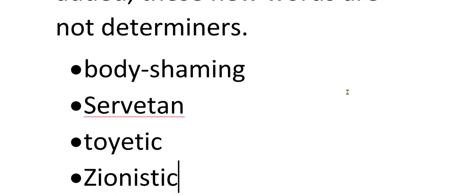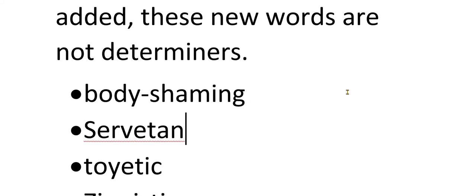So I went over to an online dictionary. I looked at some new words that are being used for 2021. And none of them are determiners. These, in fact, are all adjectives. Body shaming, Servetan, toyetic, and Zionistic. So all of these words are adjectives, and we can add more adjectives to our vocabulary every year.